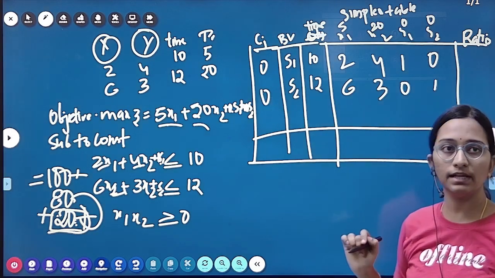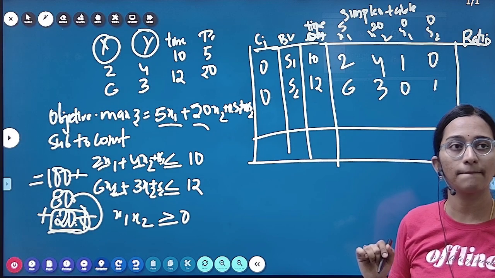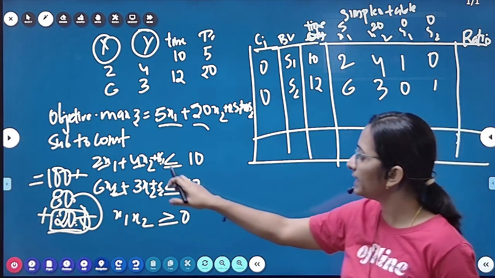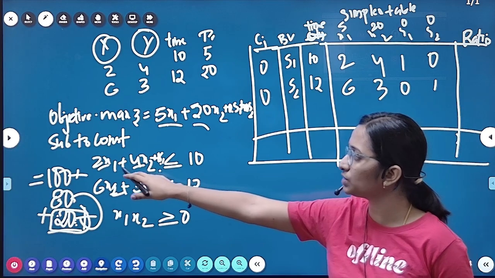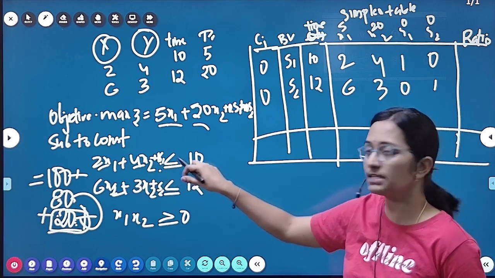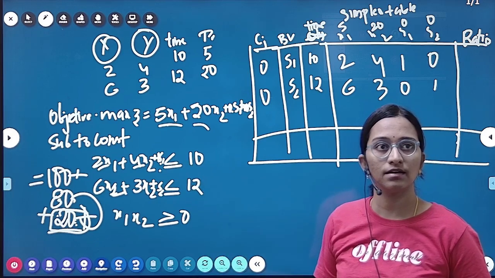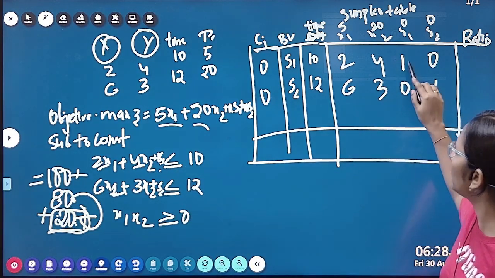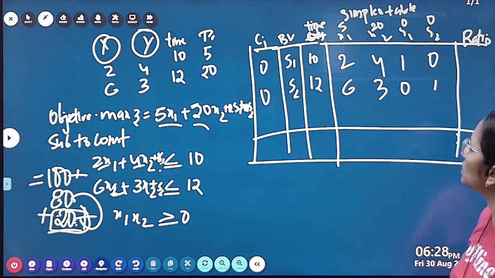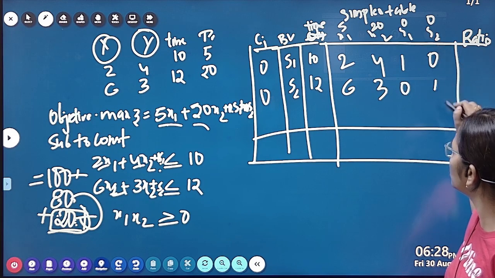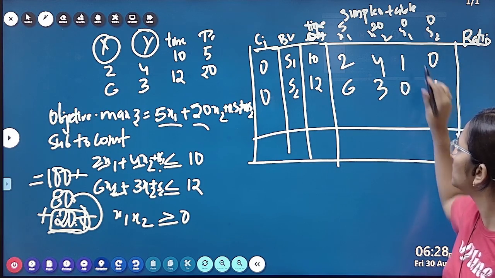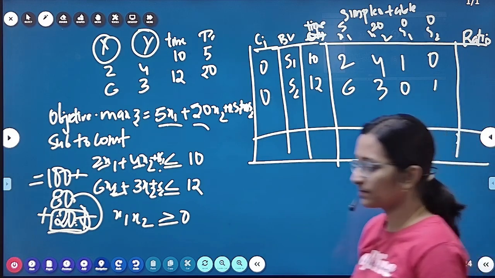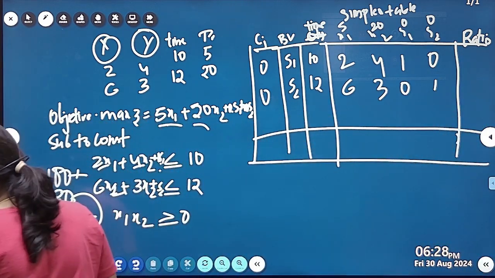Okay? Till here. Yes, tell me. Why 1 in S1 and 0 in S2? Because here only S1 we have. In the first equation, 2x1 plus 4x2 plus S1 is there. S2 is not there. Only S1 we have, so that's why we took 1 and S2 as 0. In the second equation we have S2, so that's why we took 1 and S1 as 0. Clear? Yes, ma'am. Clear?